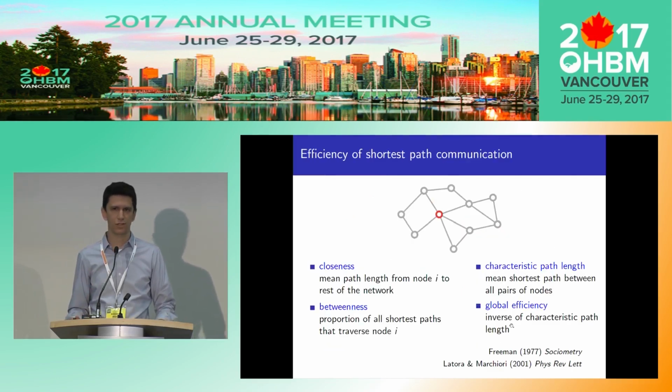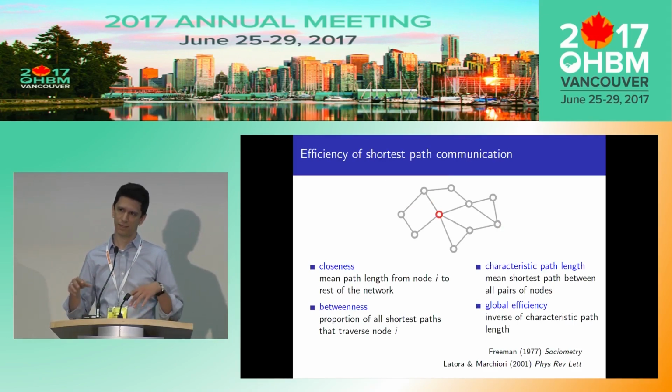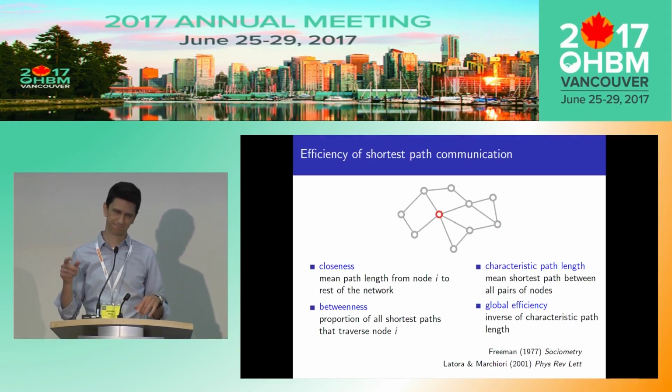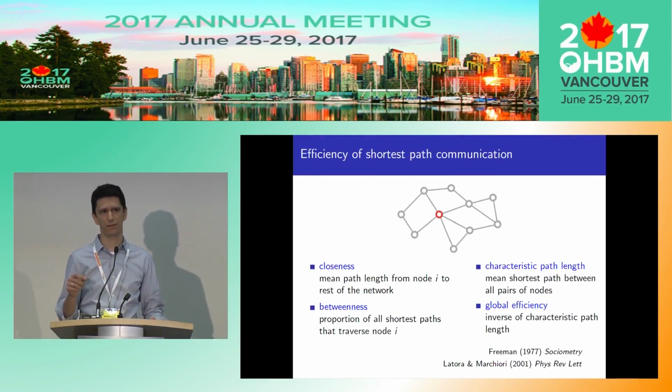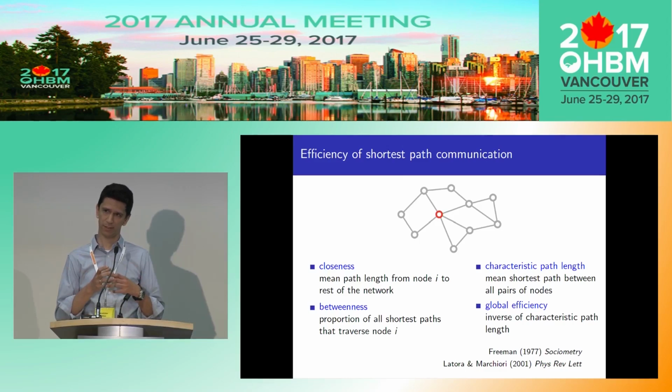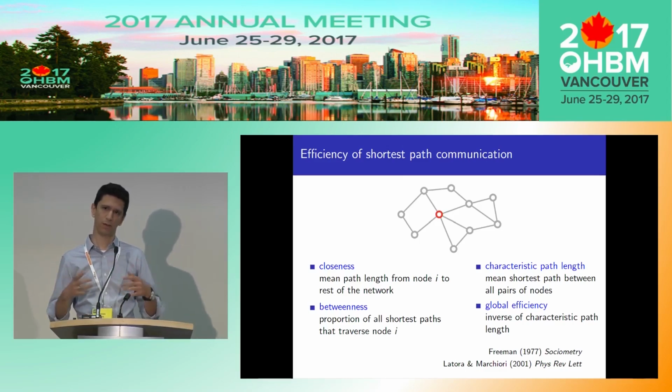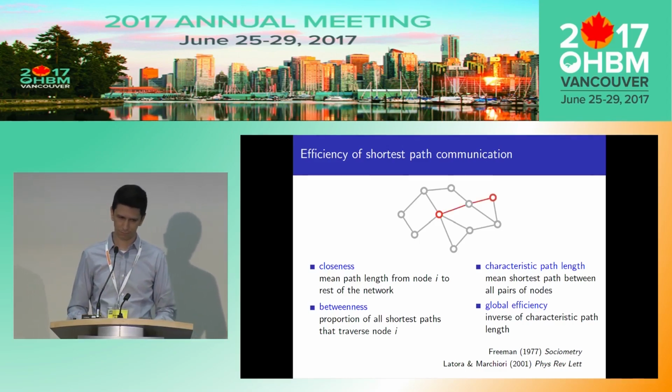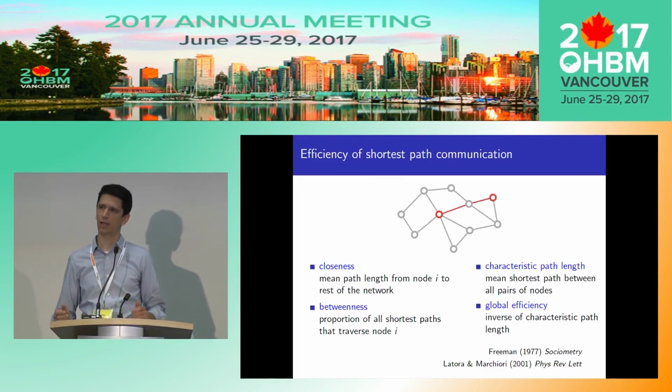If we assume that communication is taking place on this network via shortest paths, we can calculate a lot of informative measures and statistics about the role of individual brain areas and also the ability of the network as a whole to process information. So one basic question that we can ask is, if I take my brain area of interest, on average, what is its path length to the rest of the network? How easy is it for that area to send information and to influence the rest of the network?